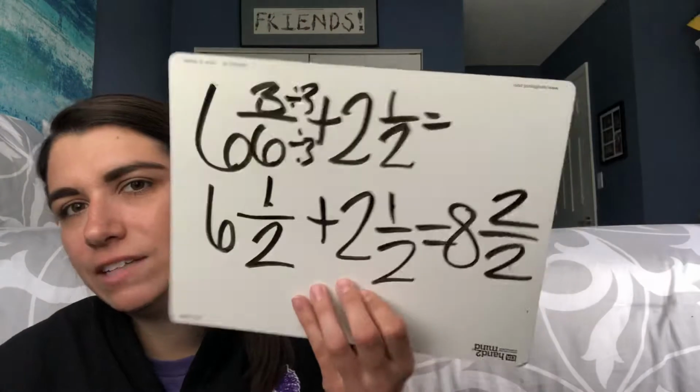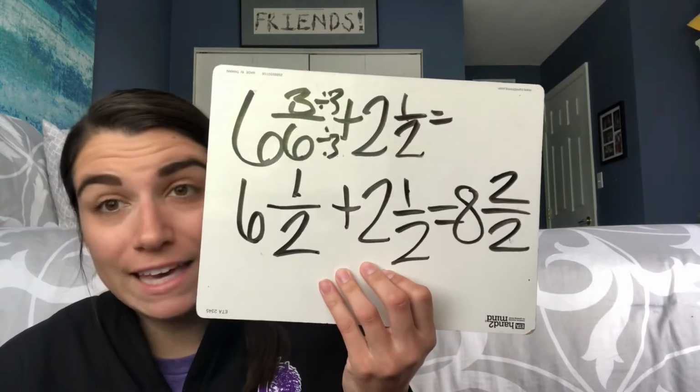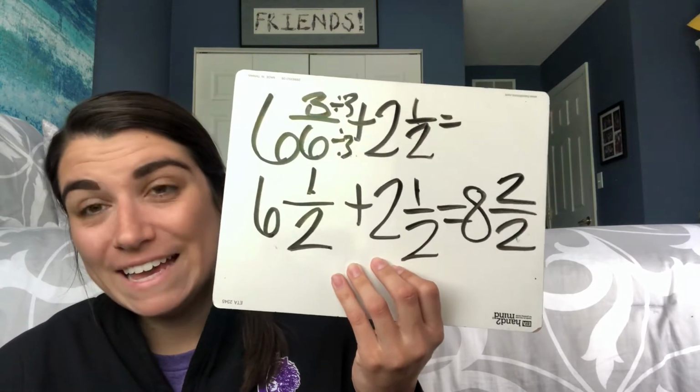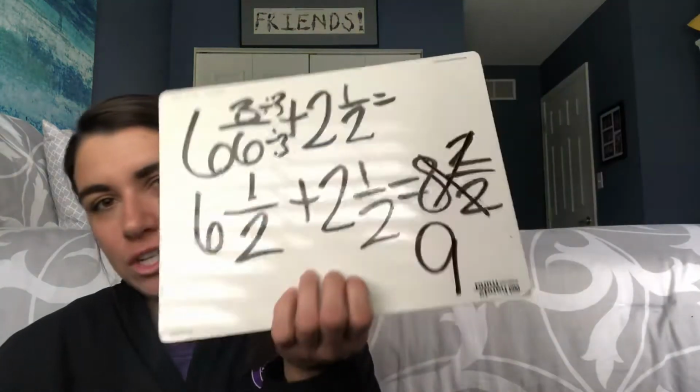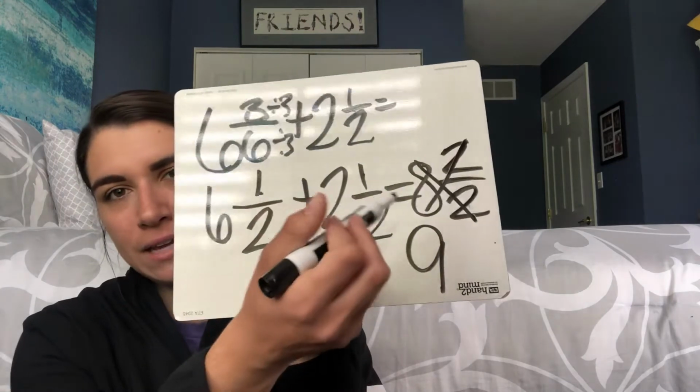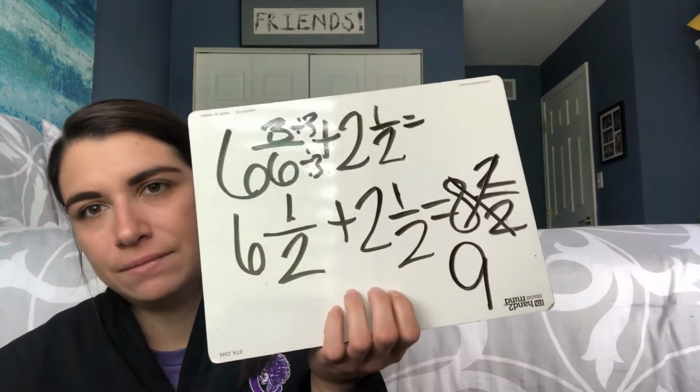Now, can I leave it like that? No, I can't leave it like that because 2 halves is 1 whole. So instead of 8 2/2, I'm going to get 9, just a 9, as my final answer. Because I took my 8 plus my 1 to get 9.